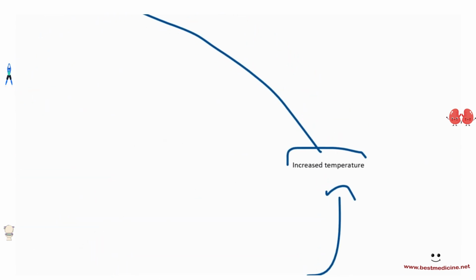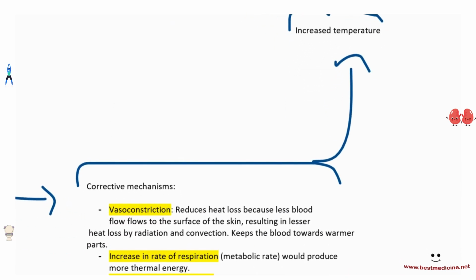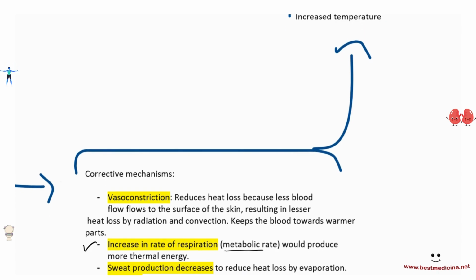What about rate of metabolism? What do you think? Would rate of aerobic respiration increase or decrease? Of course, aerobic respiration will increase to produce more thermal energy. And so that is the next point. You want to increase the respiration so that more thermal energy is produced. Metabolic rate will increase. What about sweat production? Do you want to produce sweat when your body is cold? No, right? So sweat production will increase or decrease? It will decrease to reduce heat loss by evaporation.